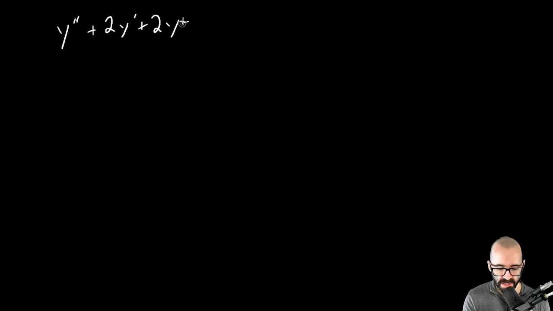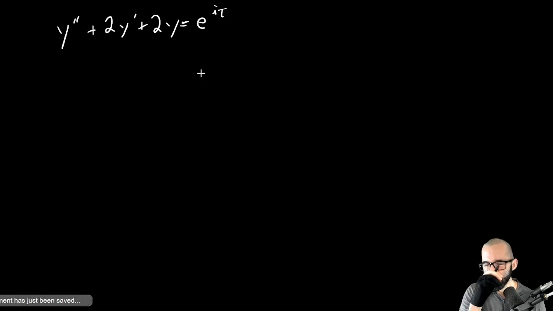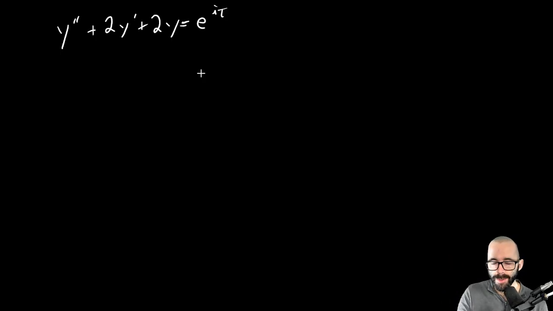So let's copy it down again. y double prime plus 2y prime plus 2y equals e to the it. How do we find a particular solution to this? We guess. And this is where things are nice, because we no longer have a system of equations when we guess, because the right-hand side is just an exponential function. Sure, it's an exponential function with a complex coefficient, but that's fine. We know how to deal with that. We have Euler's formula.